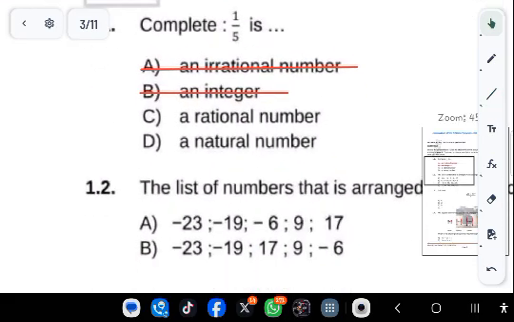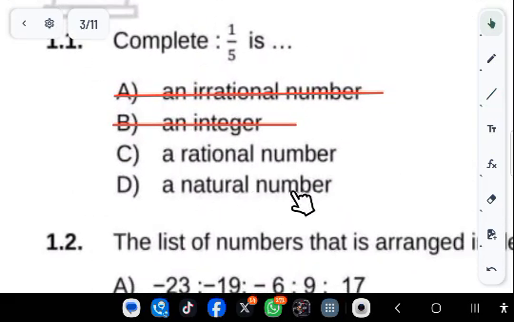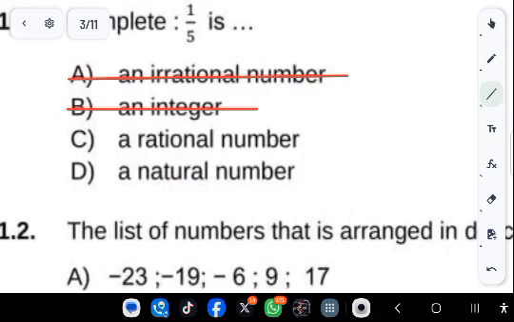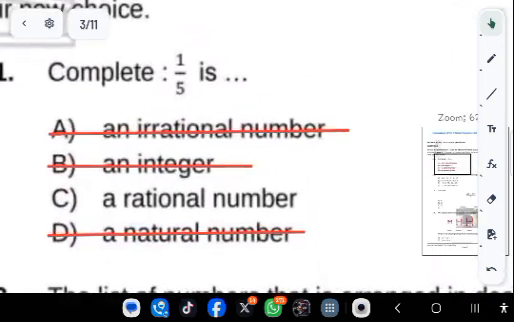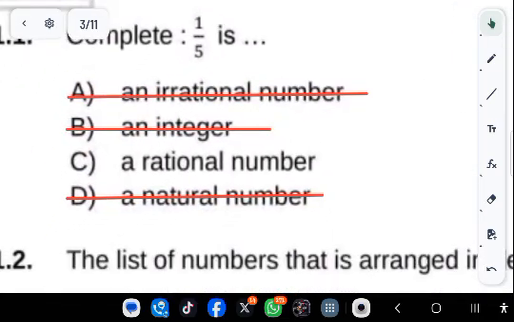Is it a rational number? Is it a natural number? A natural number, these are numbers that we teach babies how to count. They start from 1, 2, 3, 4, and they're whole numbers, they're not fractions. This one is a fraction. Is it an irrational fraction or a rational number?